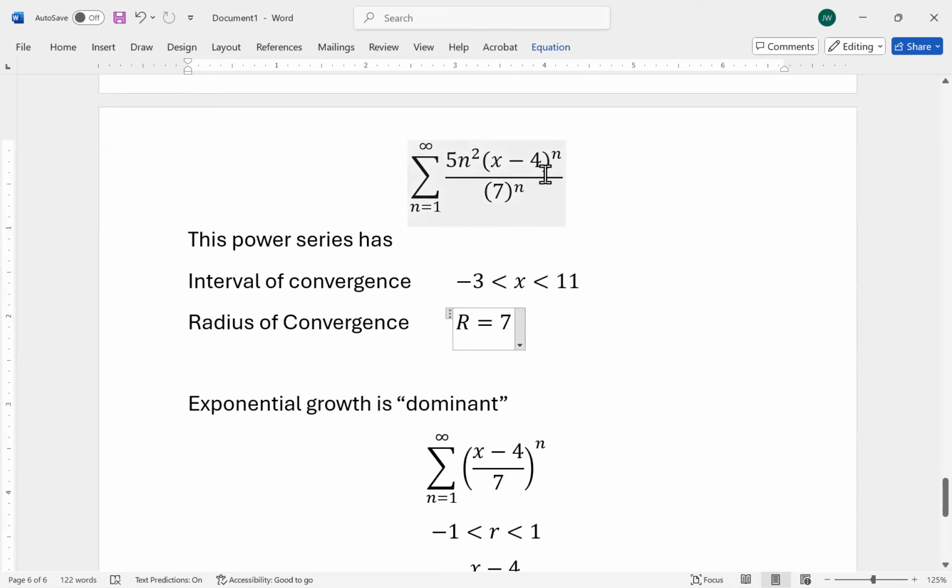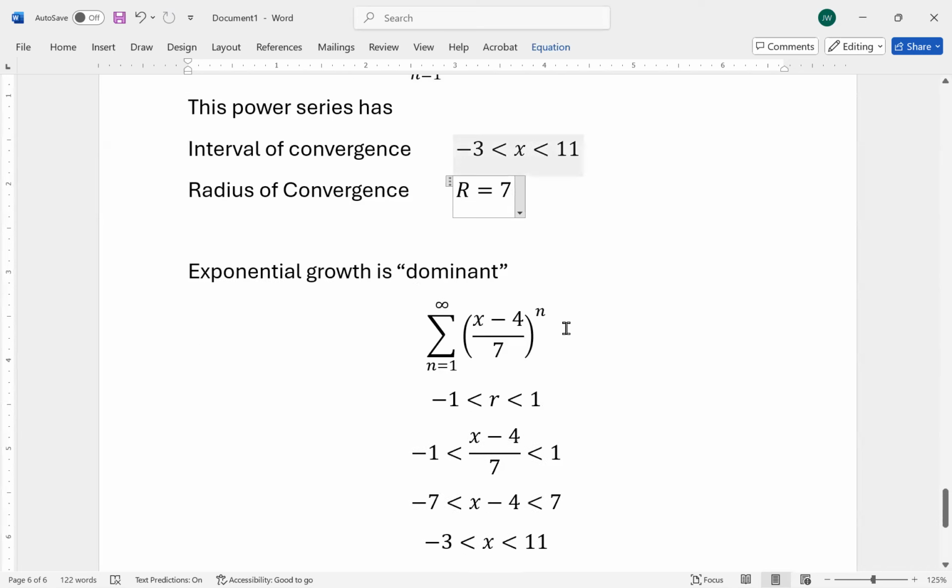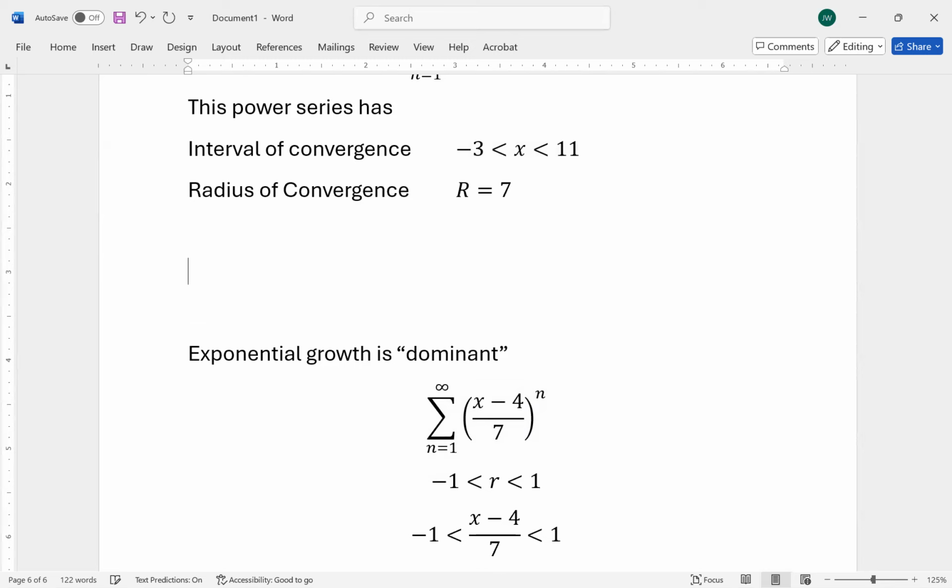So this series is dominated by the exponential piece. If I just pretended that the series only had the exponential piece, we'd see the interval of convergence. Since it's dominated by the exponential piece, the same interval of convergence will happen here as here, except the endpoints may be different. So now let's go and check the endpoints.